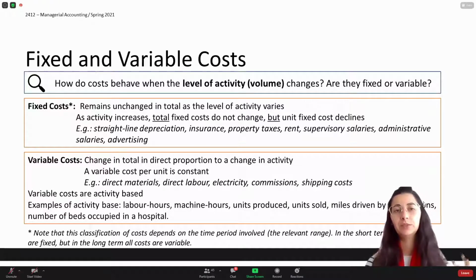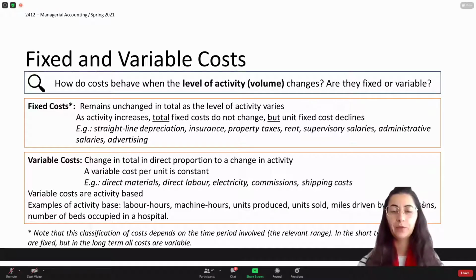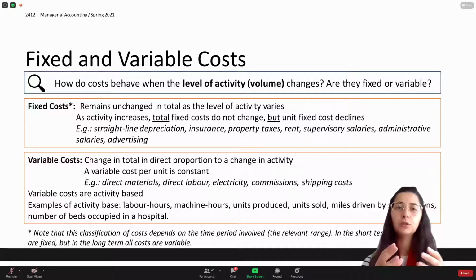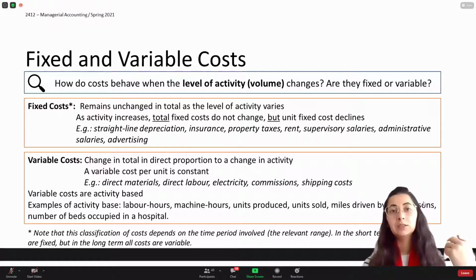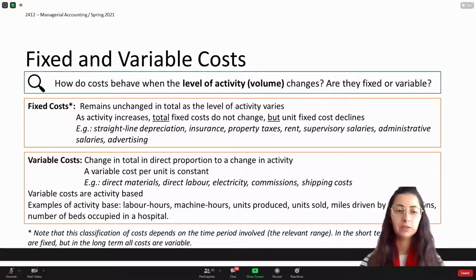Examples of variable cost are, for instance, direct materials. If we produce more chairs or more tables, we will use more wood, okay? Because each unit requires a certain amount of wood, and if we produce more units, we will have a proportional increase in the wood that we use. So examples: direct materials, direct labor, electricity, commissions, shipping costs, etc. So variable costs are activity-based. Depending on the level of activity, they change.